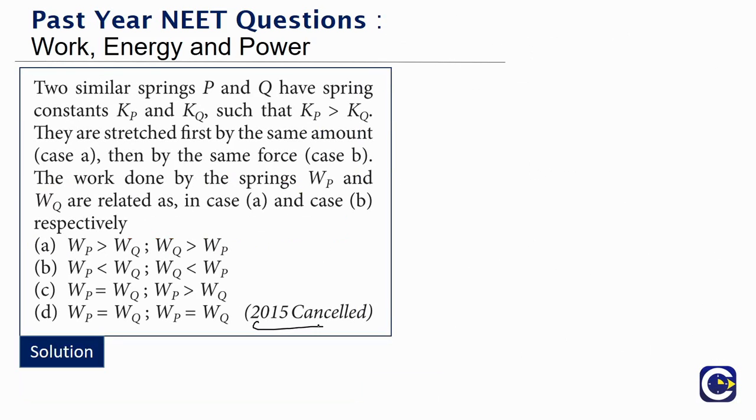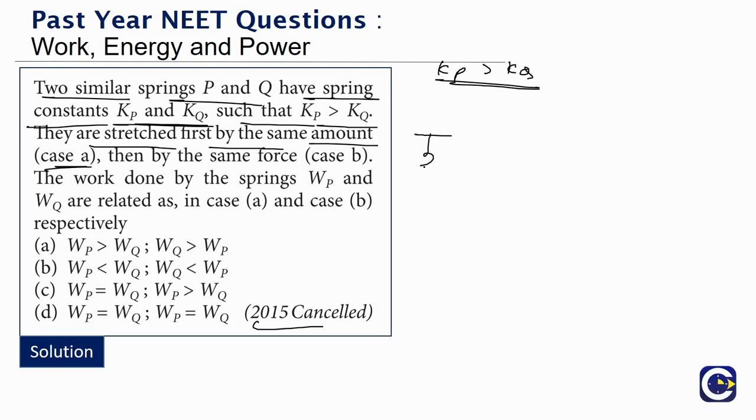Next we have a question from 2015 cancelled paper again. This is based on the spring. Two similar springs P and Q have spring constants Kp and Kq such that Kp is more than Kq. They are stretched by first the same amount in the case A. Means what? Let's look at it. We have spring P. It is stretched by amount X. Spring Q is also stretched by the same amount X.